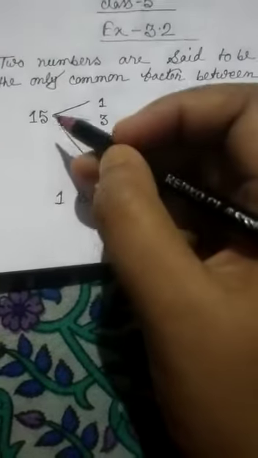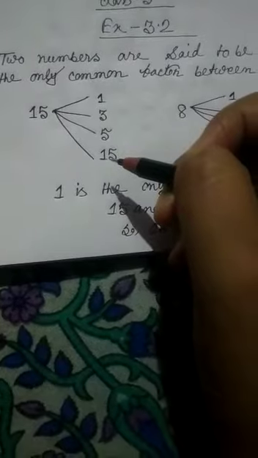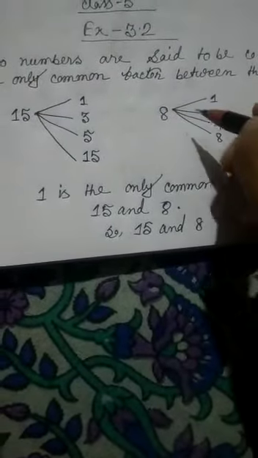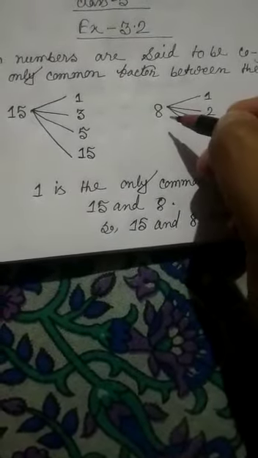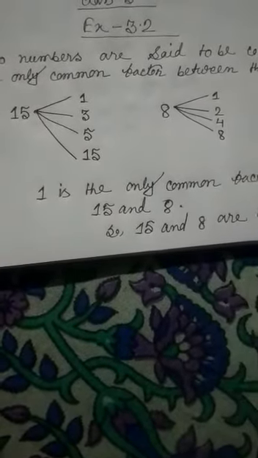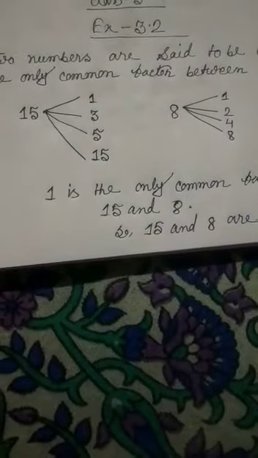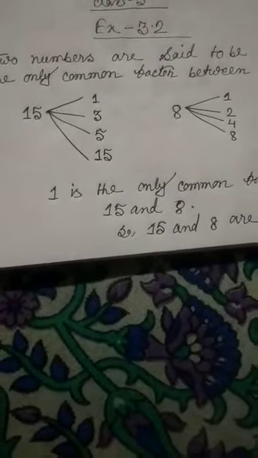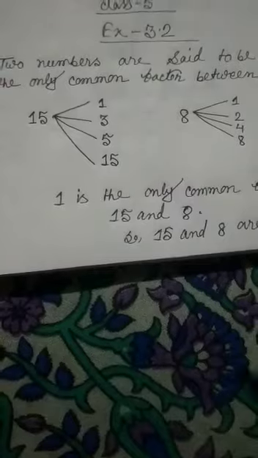So at first I have written here the factors of 15, which are 1, 3, 5 and 15. And I have also written here all the factors of number 8. So at first you have to write the factors of the given two numbers. Okay. So I have written here the factors of the given two numbers. Then I have to check.